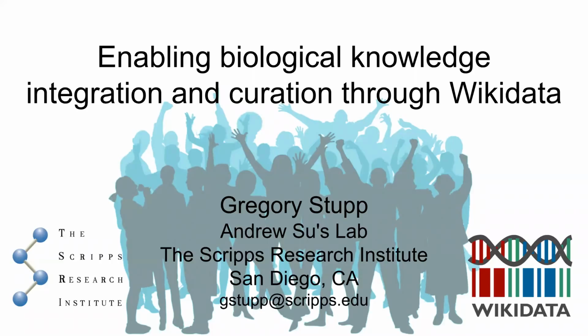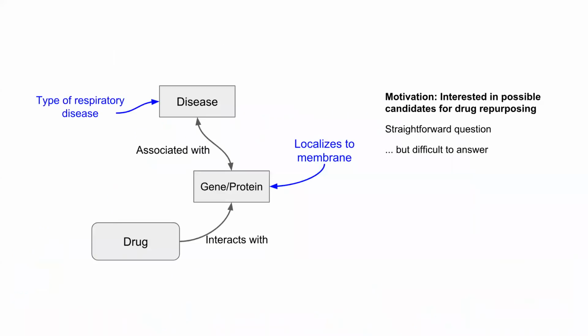Anyway. Okay, so the talk is Enabling Biological Knowledge Integration and Curation through Wikidata. I start with a hypothetical question that a researcher or scientist may be interested in answering. The question is, can you show me drugs that interact with a protein, where that protein's gene is associated with a disease, and limit it to proteins that localize to the cell membrane and diseases that are respiratory diseases.